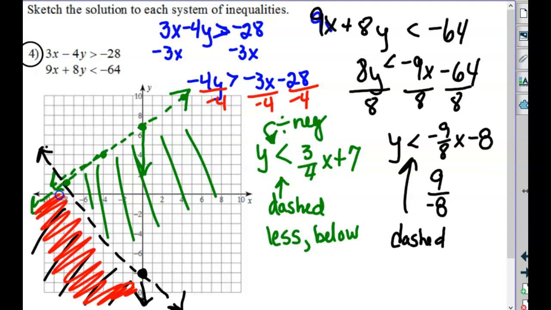Any questions about those? Everybody get when it's dotted, when it's solid, when you shade above, when you shade below? I can go back and do number 3 if you need me to.